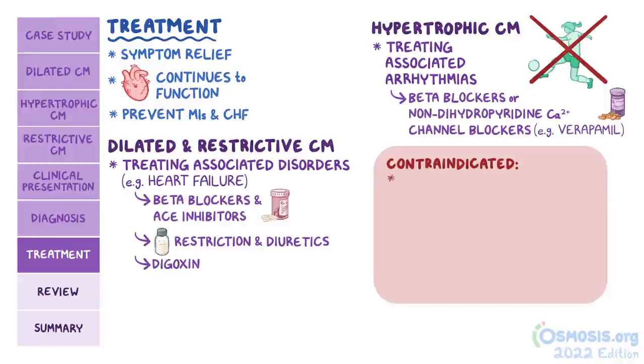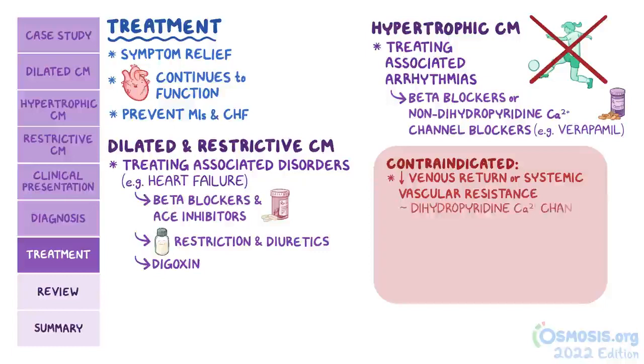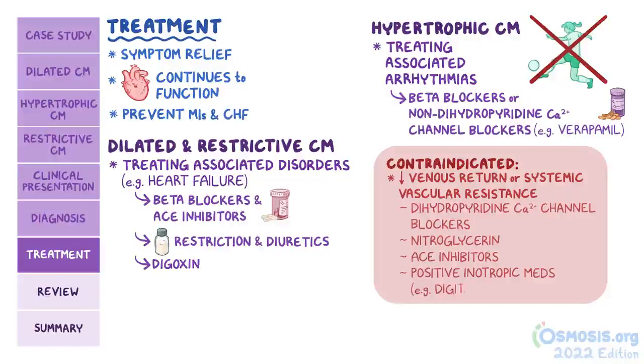Therefore, medications that decrease venous return or systemic vascular resistance, like dihydropyridine calcium channel blockers, nitroglycerin, and ACE inhibitors, should generally be avoided. Positive inotropic medications like digitalis are also contraindicated, since they tend to increase the force of contraction, which can actually increase the obstruction as blood is being forced out of the ventricle.